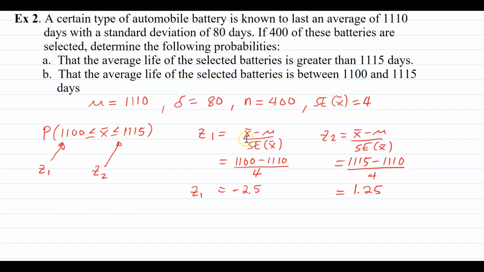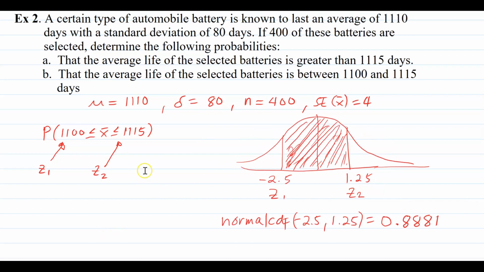So our Z1 is equal to (X bar minus mu) over the standard error of X bar. And by substituting the values, we have Z1 equals (1,100 minus 1,110) divided by 4. And this gives us Z1 equals negative 2.5. Now for Z2, this is equal to (X bar minus mu) divided by the standard error of X bar. And by substituting the values, Z2 is equal to (1,115 minus 1,110) divided by 4. And this gives us Z2 equals 1.25.